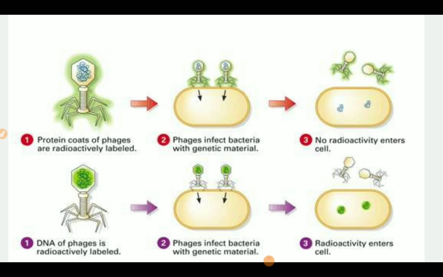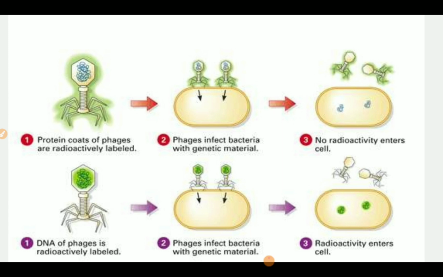It was found that the bacteria which were infected with the viruses had radioactive DNA, indicating that inside those bacteria radioactive phosphorus was found. So radioactivity was found inside the bacteria in case of P32, while for the phage which had radioactive sulfur S35, radioactivity was not found inside the bacterial cell.